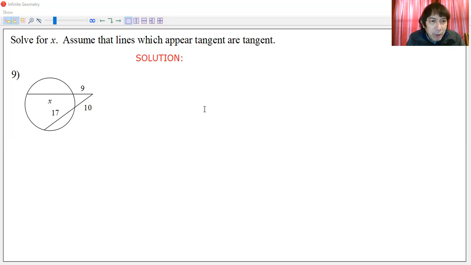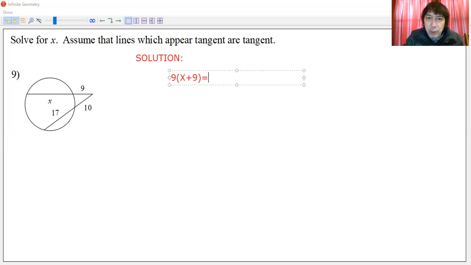Okay, here's our working equation. Let's consider the first secant, the one with x and 9. The entire length is x plus 9. The external segment of that is the 9. So we will have to multiply this by 9, like that.